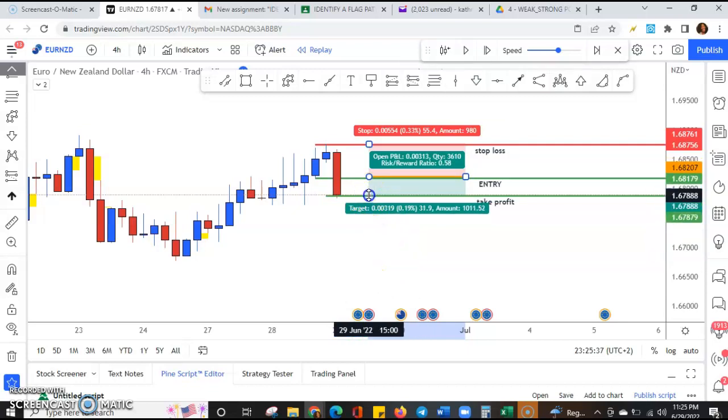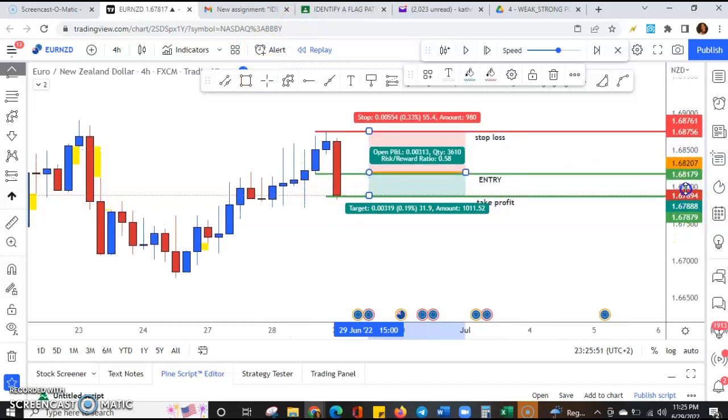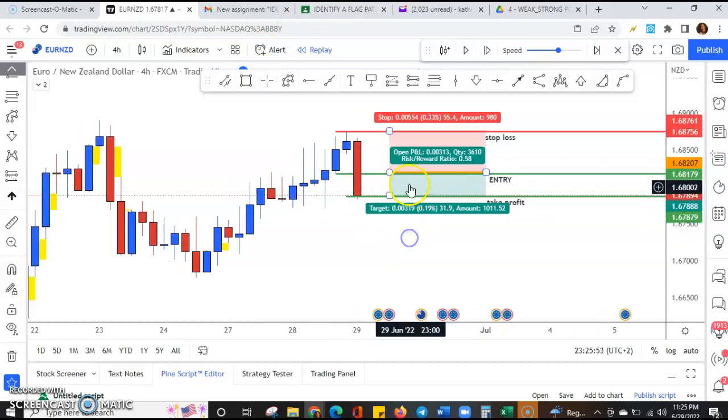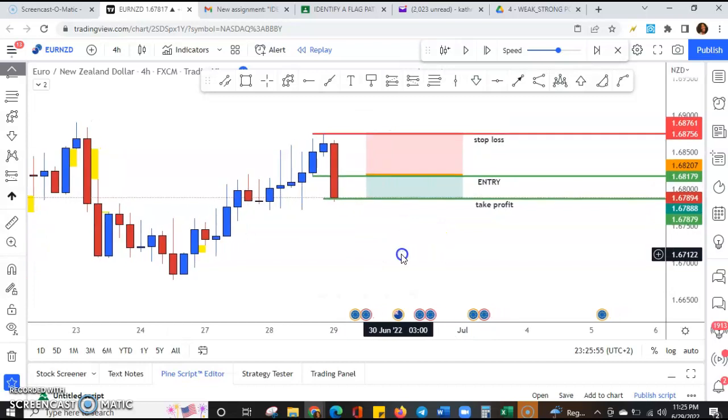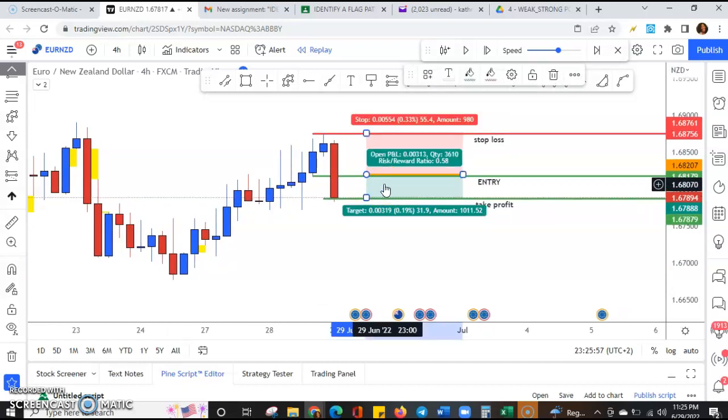So that's something you definitely want to be mindful of, because it's really not worth you risking more money than you're going to be making. So if you were looking to take this on a 4-hour time frame and your account is small, then obviously you need to lower your stop loss, lower your lot size, or try to take your entry at a better position.